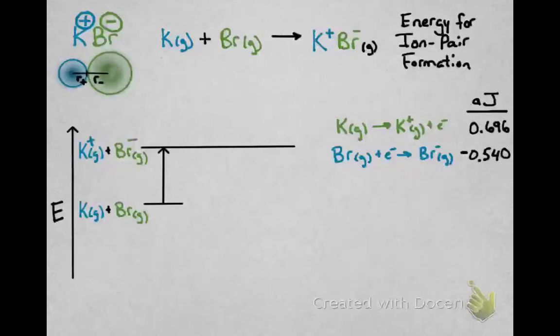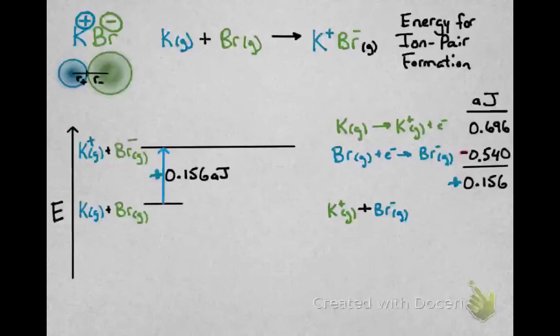Okay, so anyway, we're at the point now where we know the energies for forming these ions that we need, and if we add these two up, we'll get the input energy required to form those two ions. So we add those up, and we get 0.156. That's positive, so our up arrow is correct here, and therefore we have positive 0.156 attojoules required to produce our K plus and Br minus.